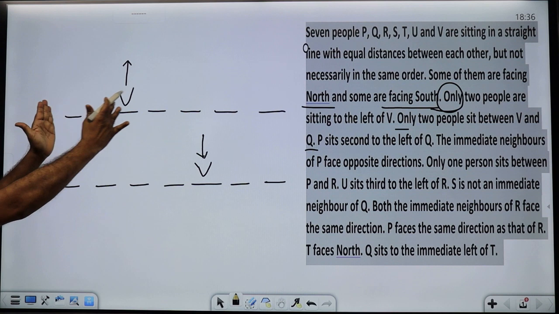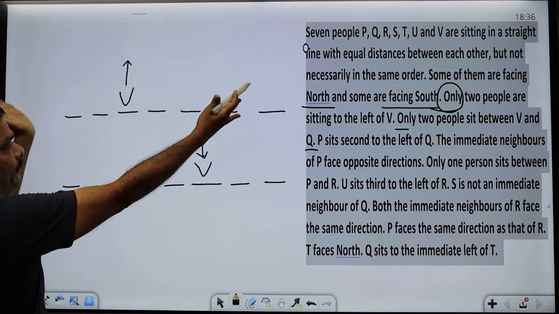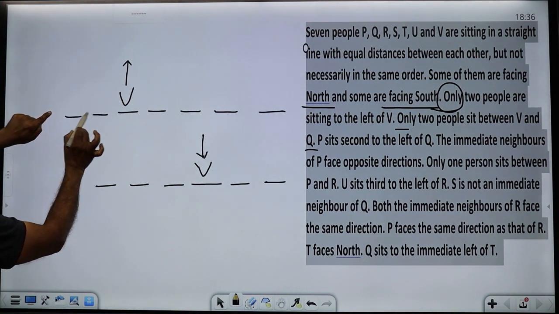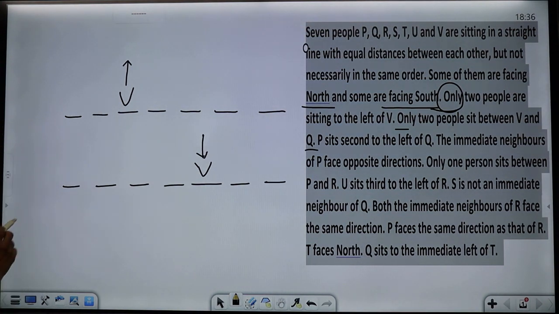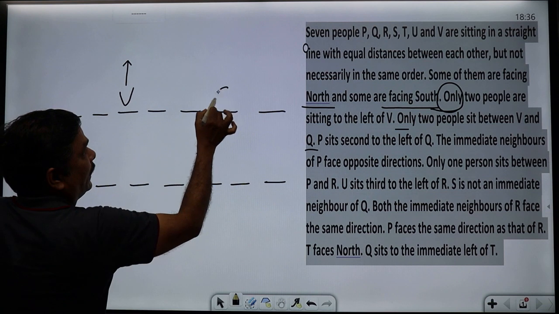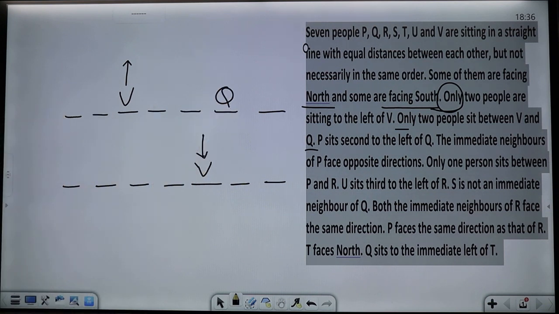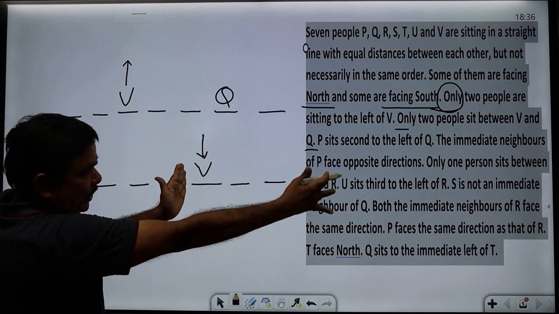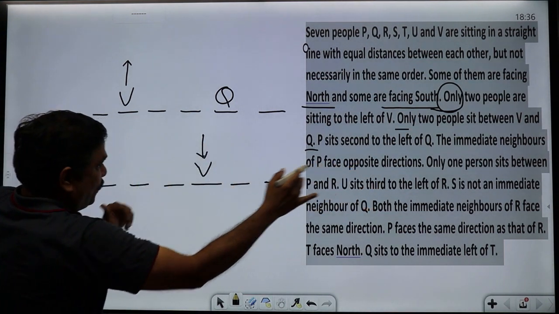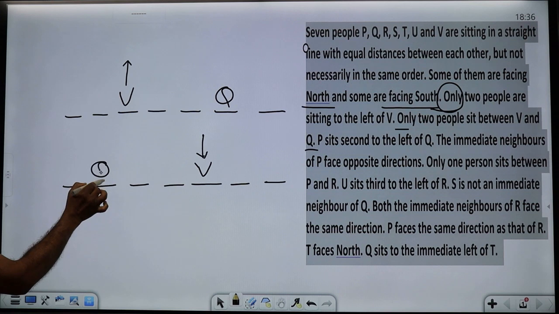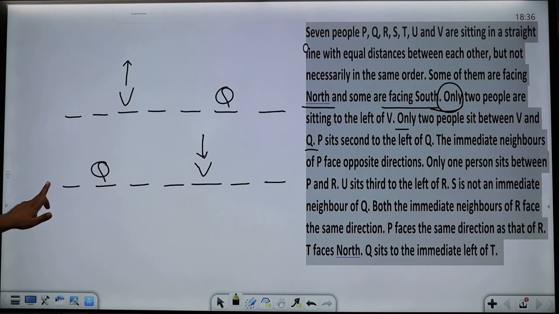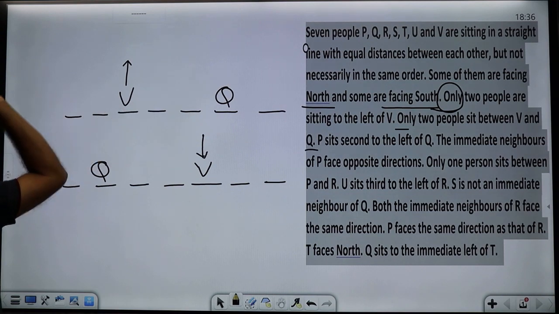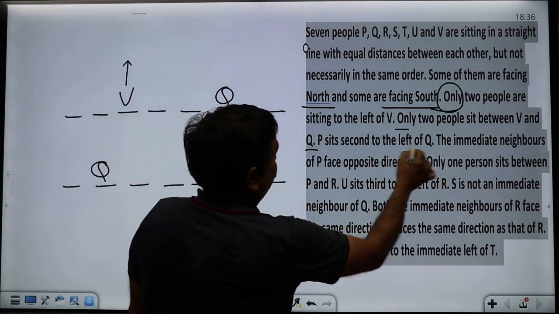So two people sit between V and Q, maybe on the right side or left side, whatever it may be. Two people between V and Q means this is V, two people, I cannot keep Q here. So for that reason, two people, it must be Q. As simple as this one. As far as this arrangement is concerned, two people between V and Q means this side, that is not possible. Two persons here, it should be Q. Count this one, 1, 2, 3, 4, 5, 6, 7, right? Okay. Now go for the next information here.